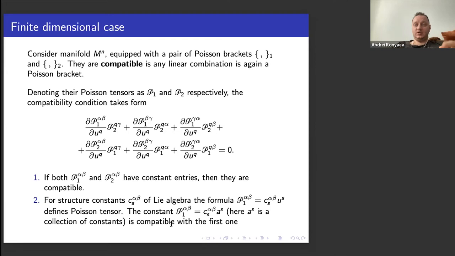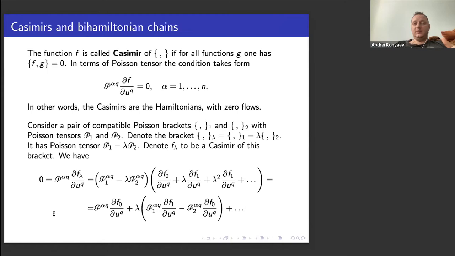The function f is called a Casimir in the finite dimensional case if, for any function, the Poisson bracket with this function is zero. If again we think about the Lie algebra, then it is the center of the algebra. If we think about Hamiltonian mechanics and Hamiltonian geometry, then the Hamiltonian flow is zero. So you just substitute it, you get zero.